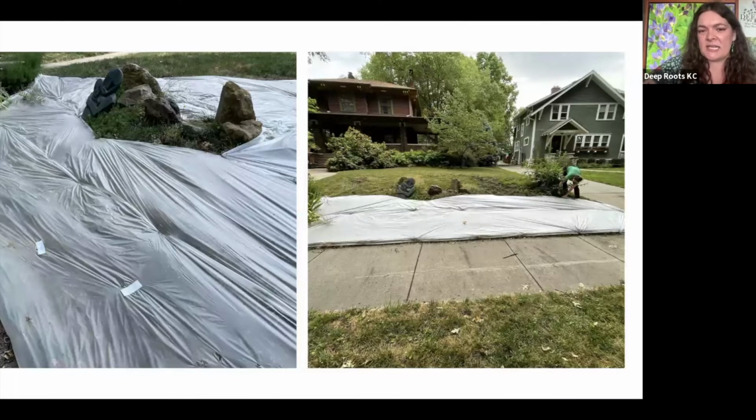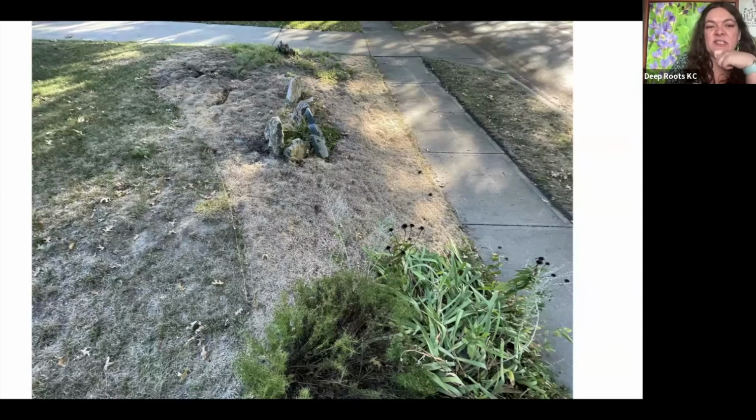So we solarized this in order to kill the existing turf grass. You can see we left some things like her irises and coreopsis. And that was done in the summertime, heat of summer. And you can see it's not fully successful, but we did a pretty good job killing back some of this. And you can tell the grass already wasn't happy there.